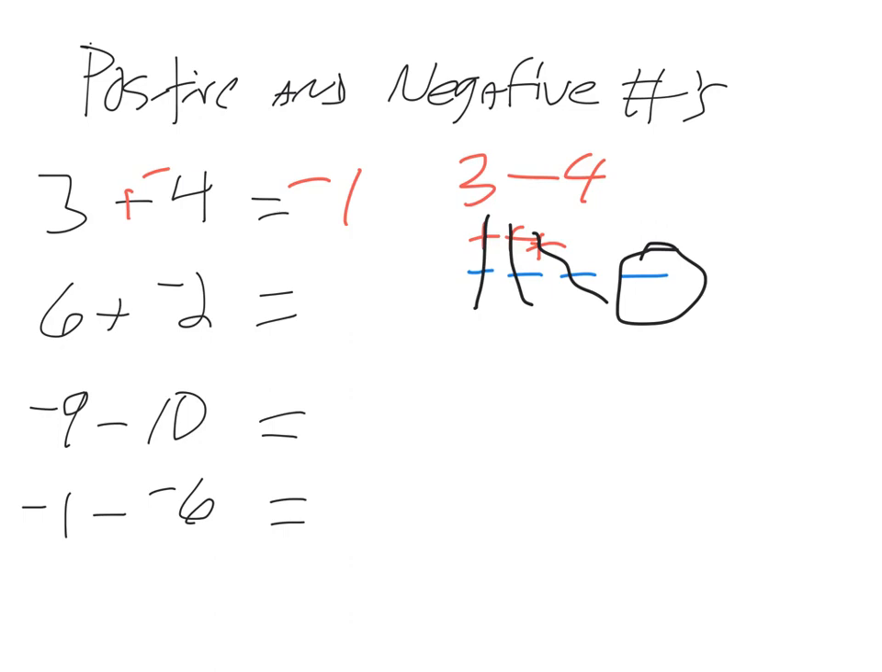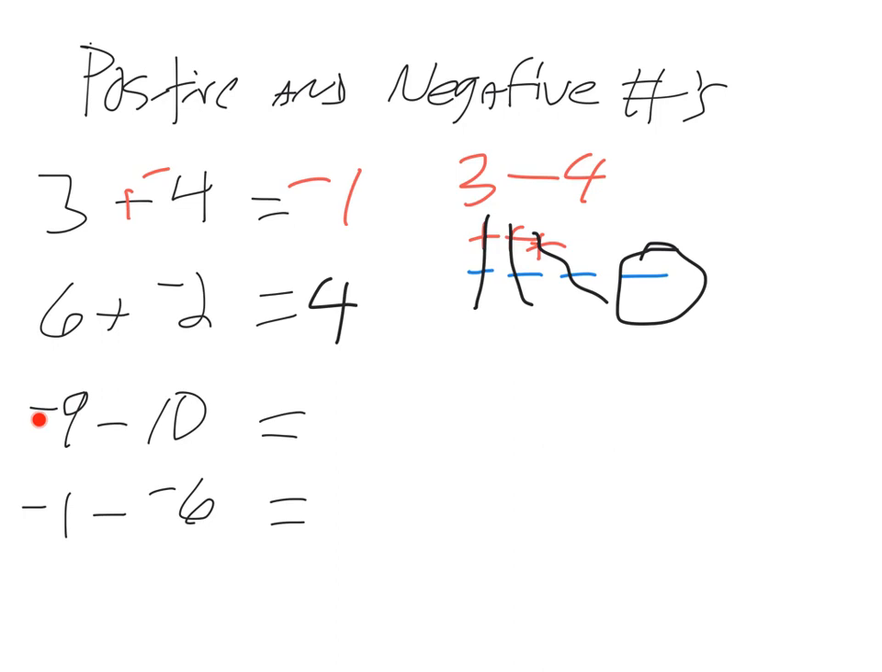But let us continue. This next one here is 6 plus a minus 2. Again, if you want to take that visual approach, you would see 6 positives and 2 negatives. 6 plus a minus 2 will give you a positive 4.